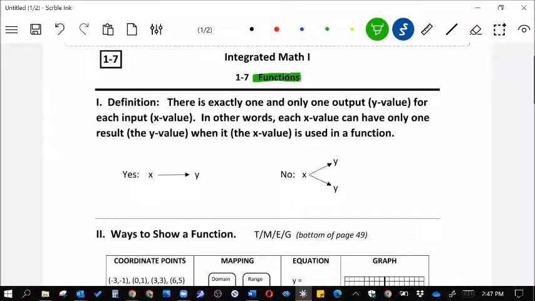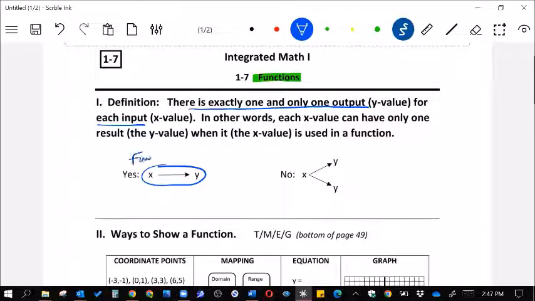We're going to look at functions as opposed to relations. The idea here is that in a function, there is exactly one and only one output for each input. And the outputs are the y values and the inputs are the x values. So this shows a function when each x has one y that it results in.